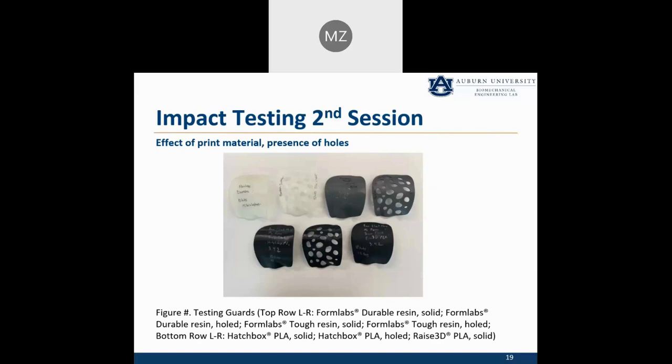And the final variable, actually, I failed to mention, the final variable that we tested was the presence of holes or a lattice type structure in these devices, because that's something that you commonly see with casts and braces. We wanted to know what's the effect of introducing stress concentrations, which is what you're doing when you introduce these holes, on the devices?